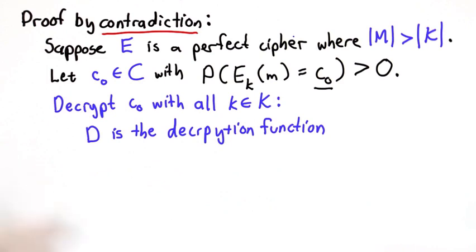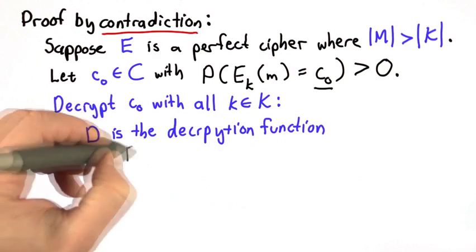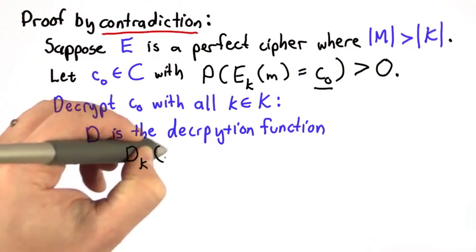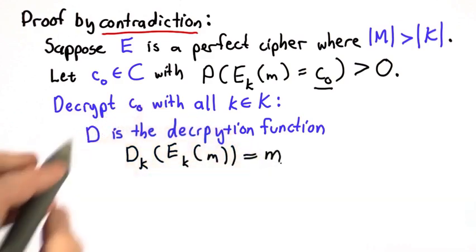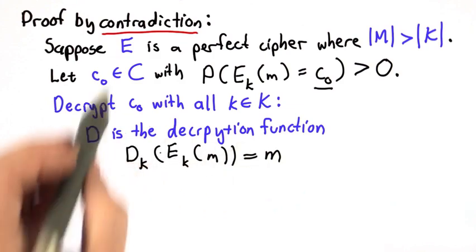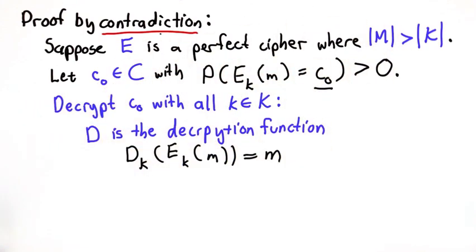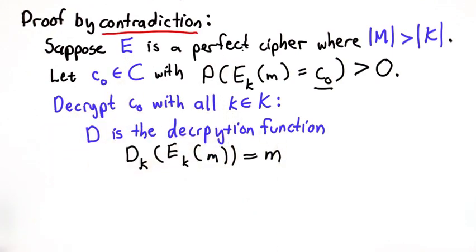Now, since our cipher is correct, in order to be perfect, it has to both be correct and perfectly secure. That means the decryption function must have the property that if we decrypt a message encrypted with the same key, we always get the same message out. So we don't need to know anything else about the decryption function than that. And we shouldn't assume anything, because all we're trying to do is show that there is no possible choice for E that is both a correct encryption function and a perfect cipher.